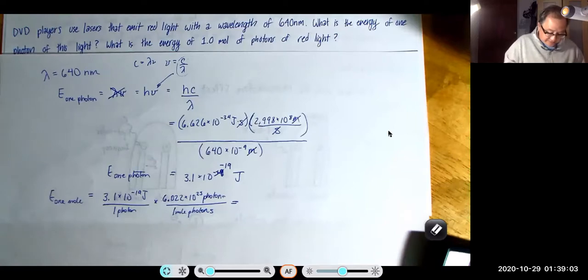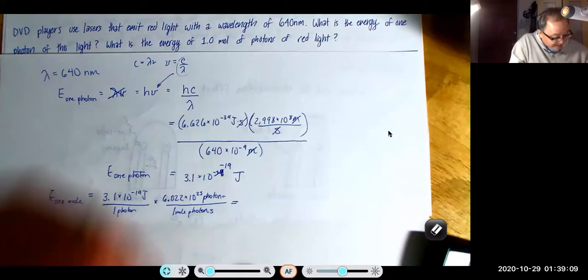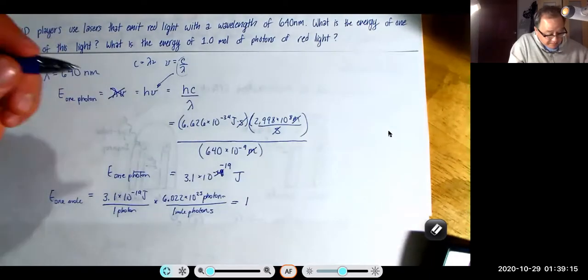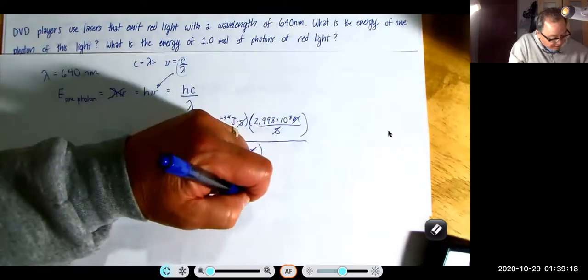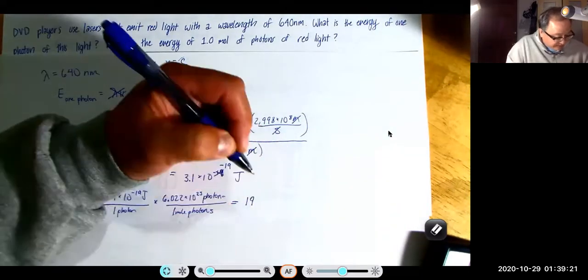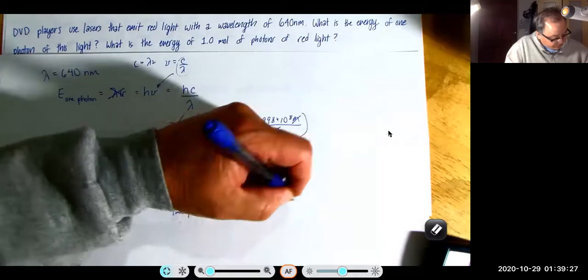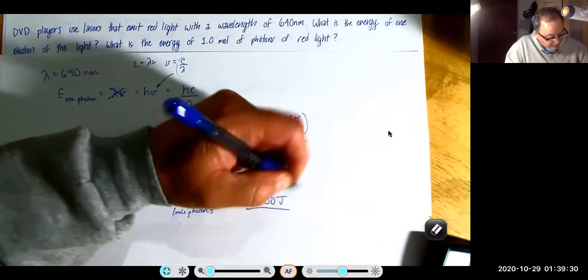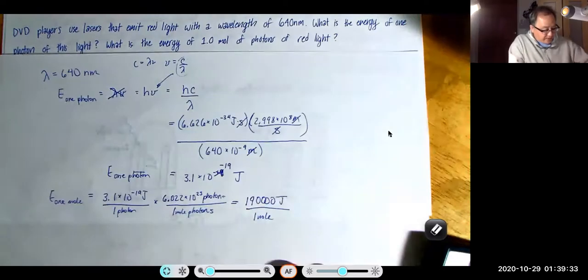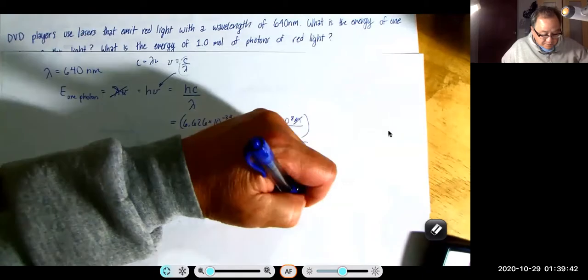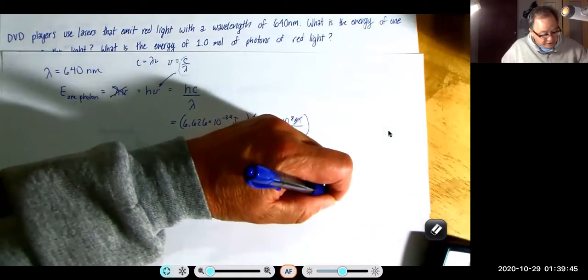So times 6.022 EE 23, and I get one. Wow, I get a big number. Two sig figs, so I get 1,900,000 joules per 1 mole of photons. Probably a better way to write this would be in scientific notation, so I'm going to set my calculator to do that for me. And I get 1.9 times 10 to the 5 joules per mole.